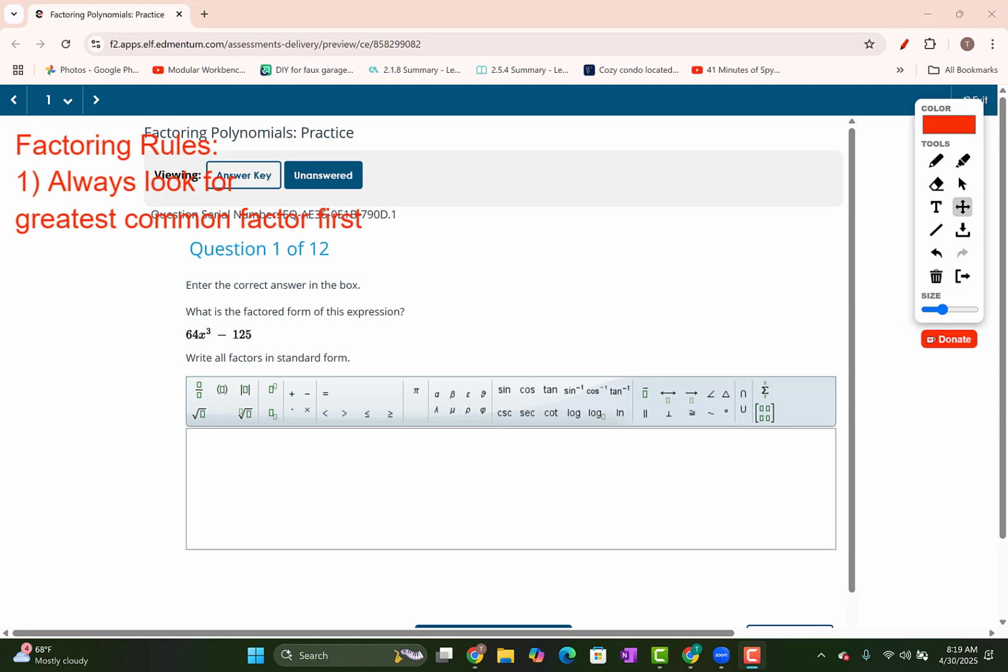Question 1. What is the factored form of this expression? 64x to the third minus 125. Write all factors in standard form.